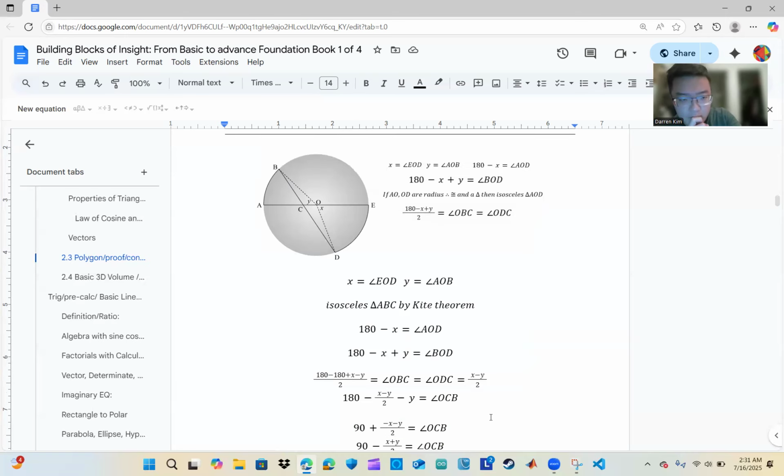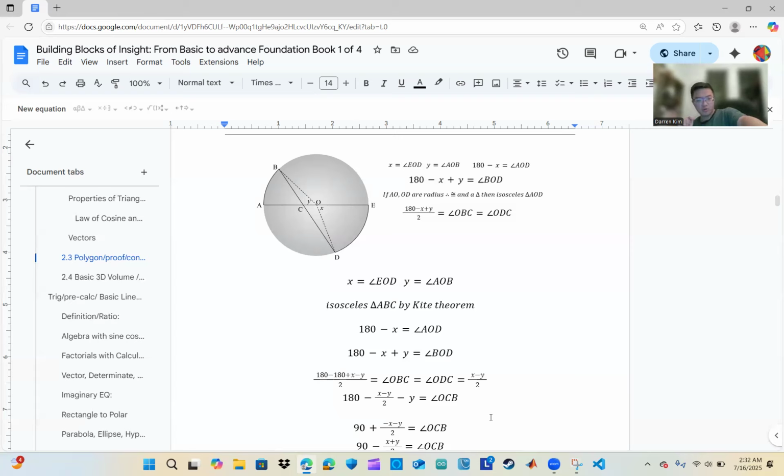Where's OCB? OCB is over here. Okay. So we started with x, and 180 minus x is correct. 180 minus x plus y is correct. And then 180 again minus 180 plus x minus y. Did I make a mistake here?